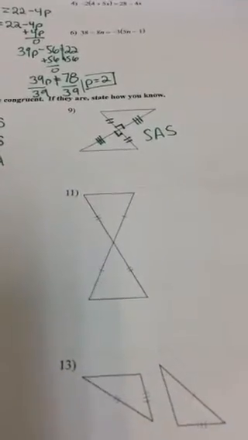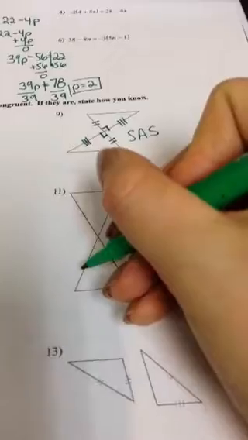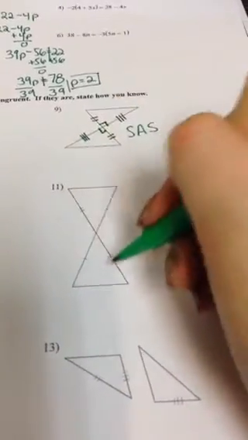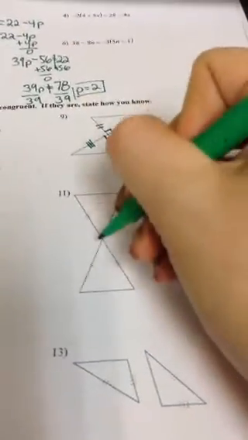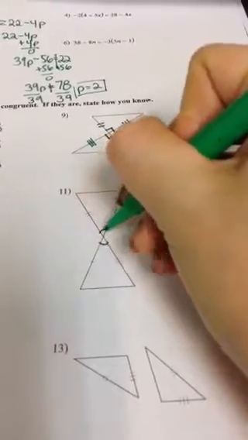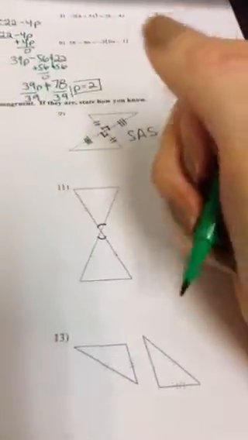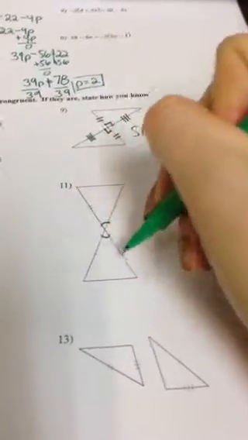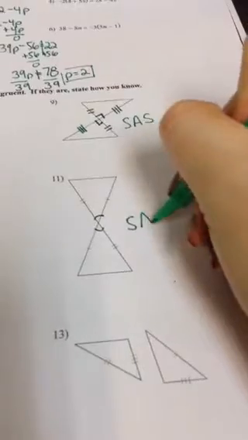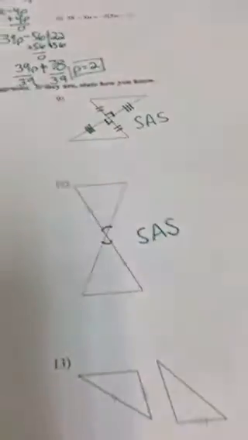Looking at number 11, this side is congruent to this side is congruent to this side. They're intersecting lines, so these angles in the middle are congruent. So these triangles are also congruent, side, angle, side. They have a side, an angle, and another side in common.